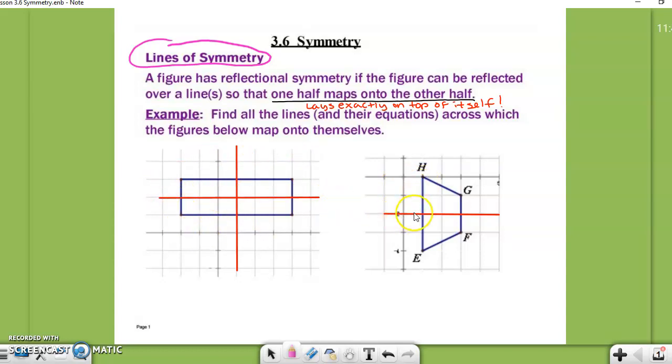With this figure here, this is the only line I can fold it over. I can fold it over this line and G would land on F and H would land on E and there would be nothing hanging out. There's no other way to fold it.